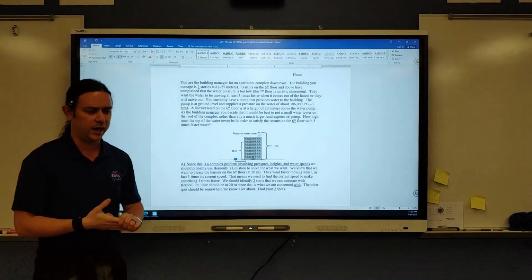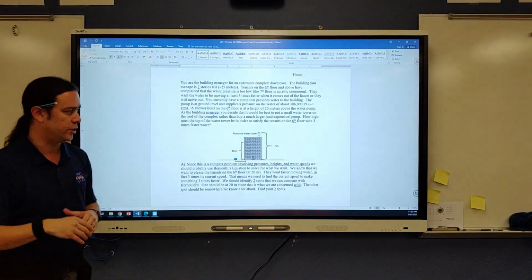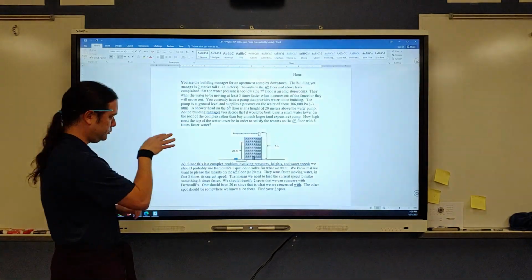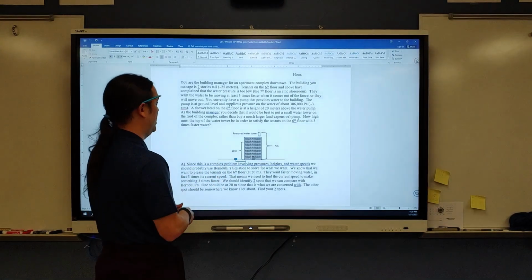And we're going to say that that's a sealed system, so we're not necessarily looking at ambient pressure from it being open to the air there. We're going to see that when we set it up. A shower head on the 6th floor is at a height of 20 meters above the water pump.